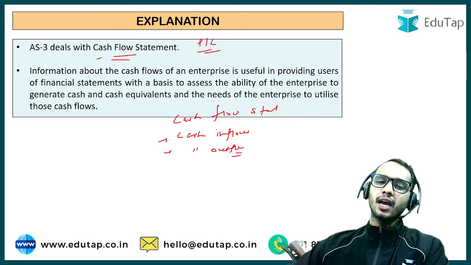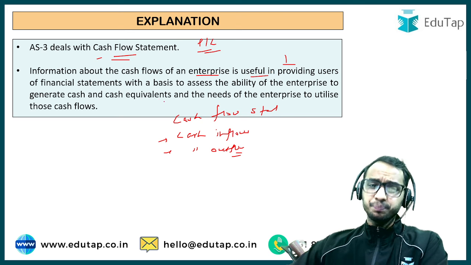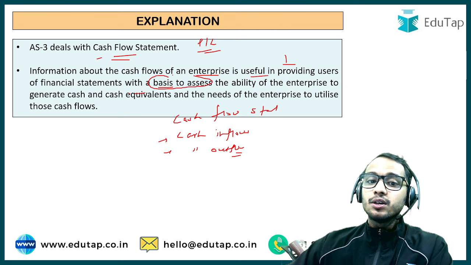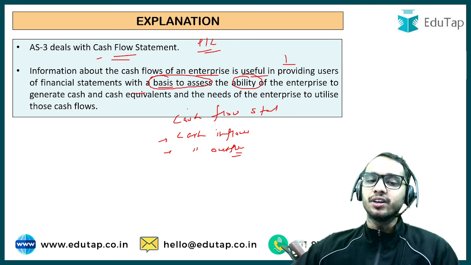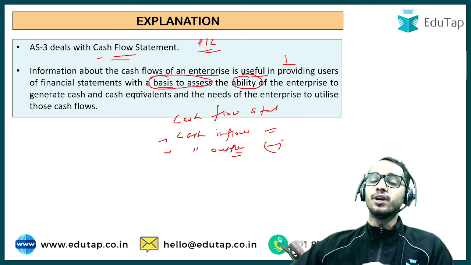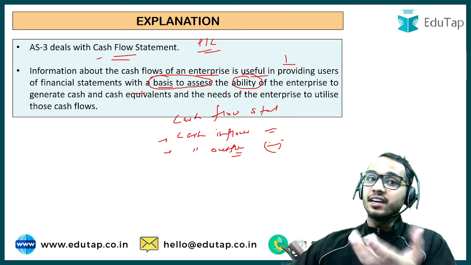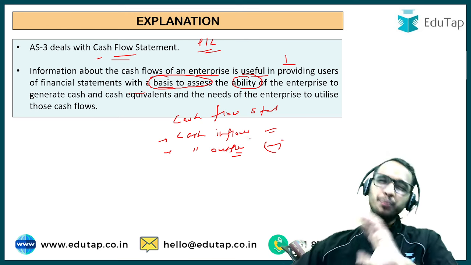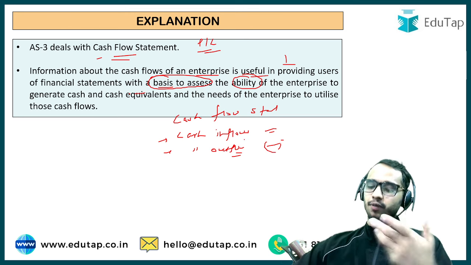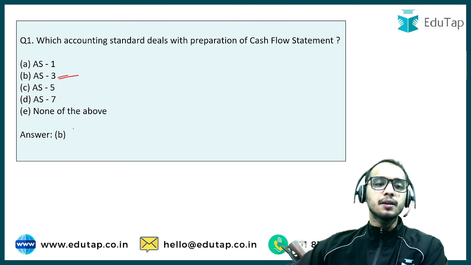So information about the cash flow of an enterprise is useful in providing what? In providing users of financial statements with a basis to assess the ability of the enterprise to generate cash and cash equivalents. So it gives you cash inflow and cash outflow. It gives you the idea about the ability of the enterprise, how much cash they can generate in the next financial year, right? Okay, so this is about the cash flow statement, only the basic part of it. We will move ahead with more advanced questions. Okay, don't worry about that. So the answer would be AS3, that is option number B.